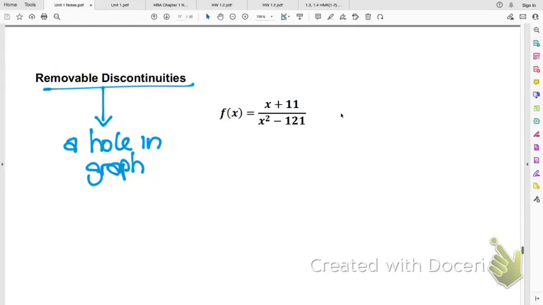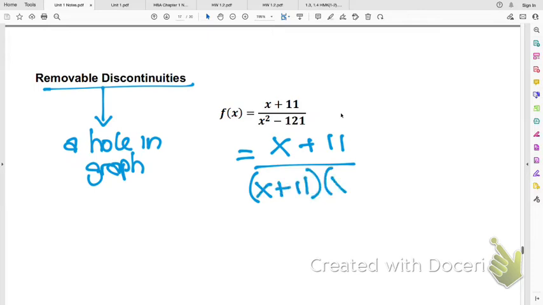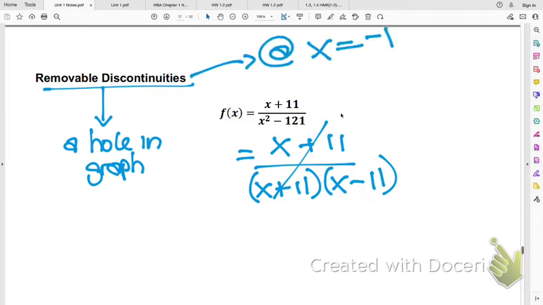All right, so when we see the phrase removable discontinuities, we just think that's the hole in the graph. So in an example like this one, when we factor x plus 11, x minus 11, we already know there's a hole in the graph anytime a factor cancels. Therefore, I would say I have a removable discontinuity at x equals negative 11.